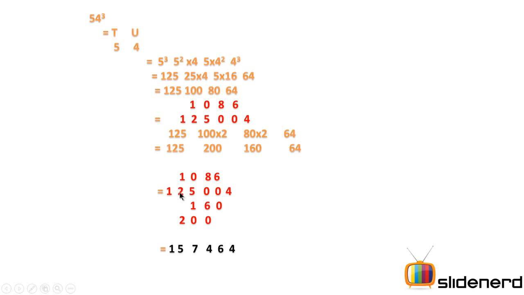Then you have 1 plus 2, it's 3. 3 plus 2 is 5. So you have 5 out here. And 1 comes as it is. So what you get in the end after addition of all columns is the answer of 54 cube, which is 157464.